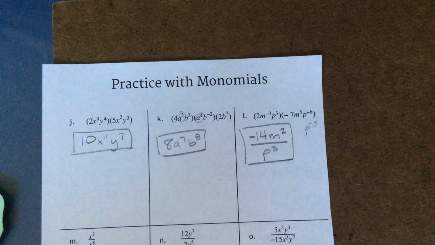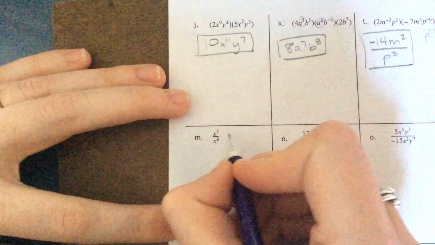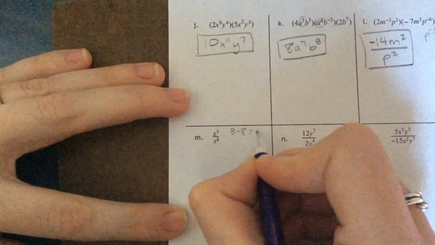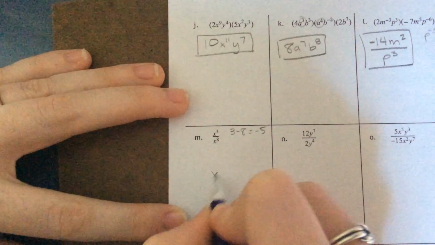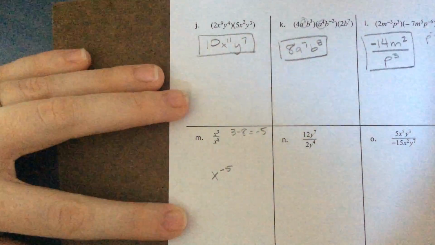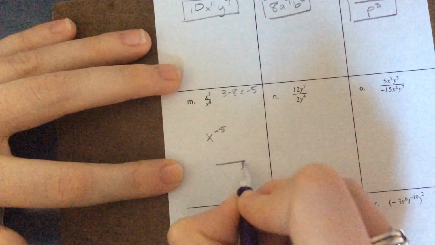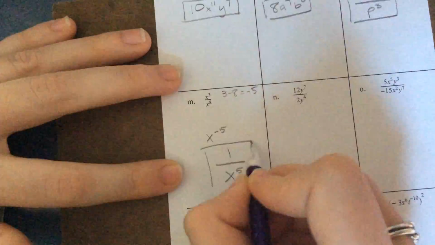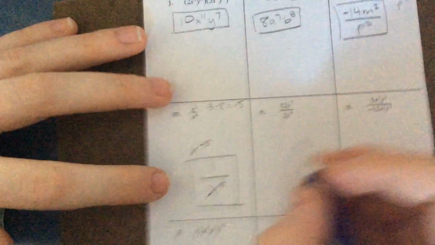Okay, that's multiplying. When you're dividing, you subtract. So here we're going to subtract exponents. So 3 minus 8 is a negative 5. So you'll have an x to the negative 5th. But instead of it being a negative exponent, you can put it underneath or divide by it. So 1 over x to the 5th.